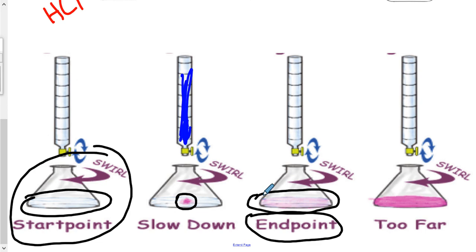And then if you continue to add more bases, then obviously it will go way too much, right? It will go way too far, and now the solution is going to be completely pink for phenolphthalein, because now your solution is no longer acidic or neutral. Instead, it is a basic solution. So this is what we need to be very careful about during a lab experiment. We want to see the pink color, but something that is not dark pink.